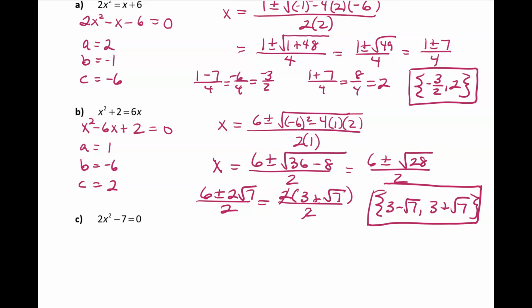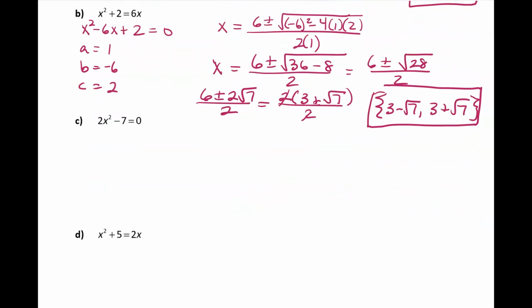This one actually might have been easier to do by completing the square because a was 1 and the b was an even number. But you see, it's going to work out the same. The process of simplifying it is a little bit more involved when you use the quadratic formula. All right, let's take a look at c.